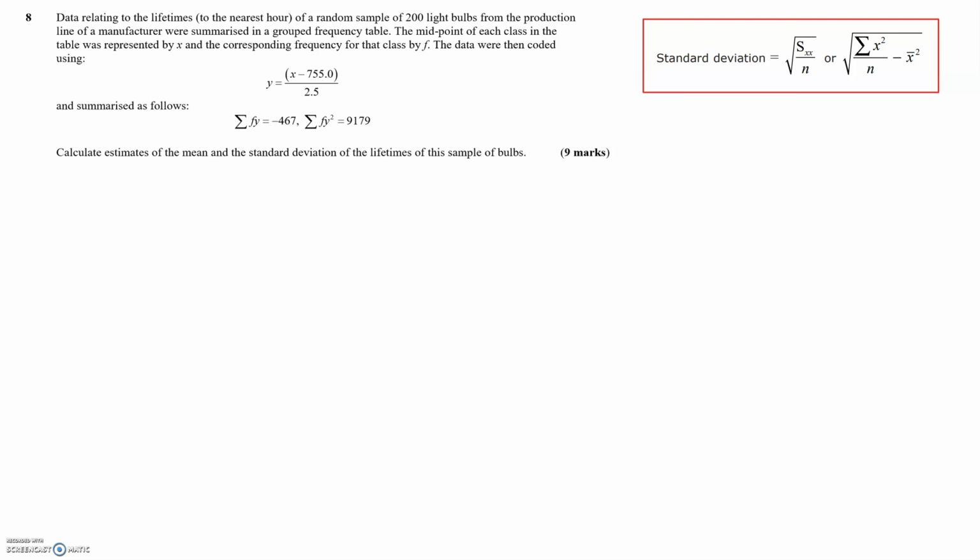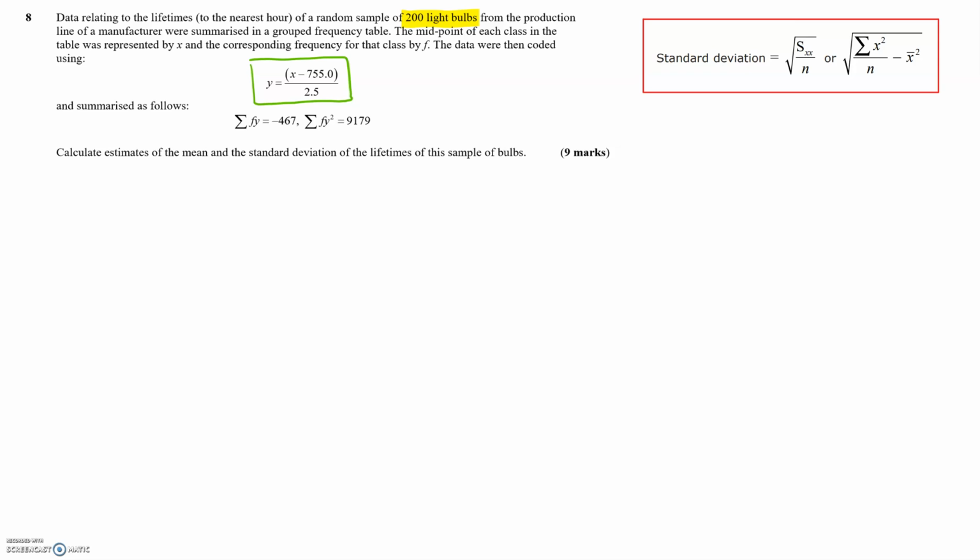Okay, question 8 is another stats question, and it's a bit of coding. In this it says data relating to the lifetime to the nearest hour of a random sample of 200 light bulbs from the production line of a manufacturer is summarized in a group frequency table. So there's some more information there about midpoints and how the mean was calculated, things like that. But we've been given a code to use.